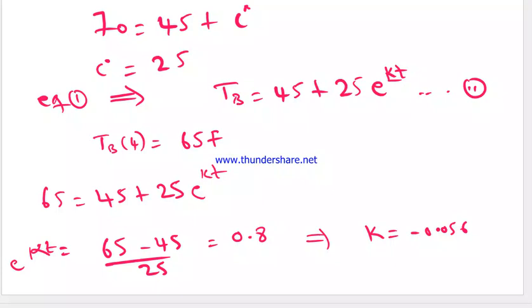So we have gotten all our constants. We can now substitute back into equation 1, and TB becomes 45 plus 25 exponential minus 0.056t. So that is our final expression. We have solved our model, and this is what we got.